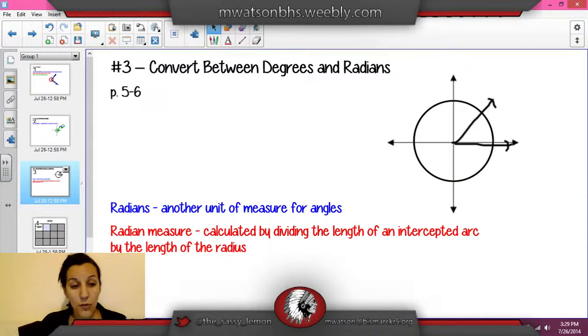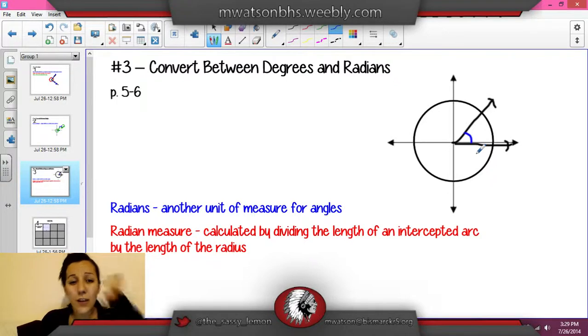Okay, so radians are another unit of measure for angles. So what we've been taught since we were little was we do degrees. Okay, we've always done degrees. So this angle right here, we know it's less than 90 degrees, more than 0 degrees, so on and so forth. Well, we can actually call this something besides degrees. And the thing that we're going to start using is radians.